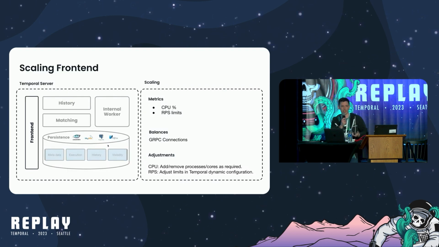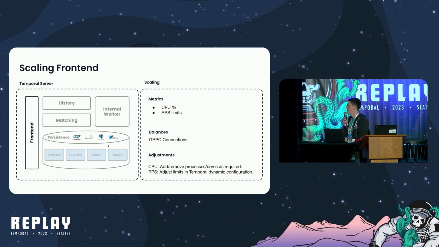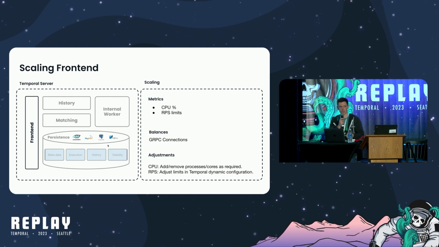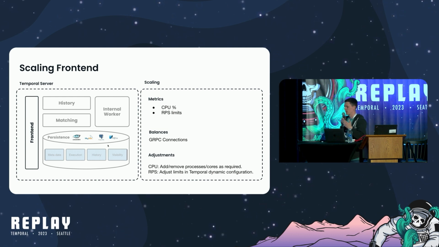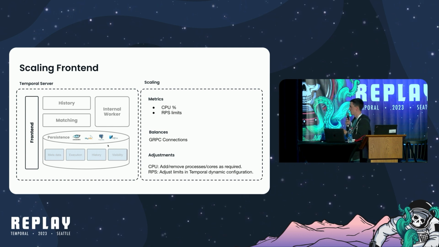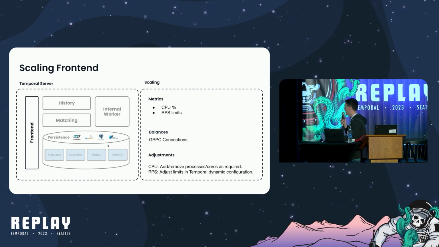Scaling front end. Scaling front end is quite easy. If it's using too much CPU, add a process. The only thing to mention about this is RPS limits. Make sure that you're watching the metrics for RPS limits. They will let you know if something's being limited, and then you can make a decision as to whether you want to add another process or up the RPS limits if you have the CPU headroom.